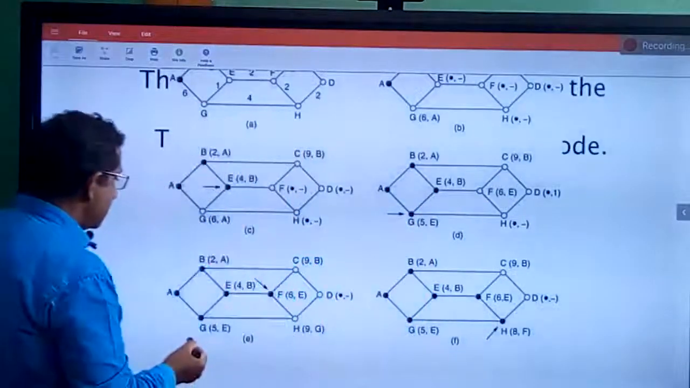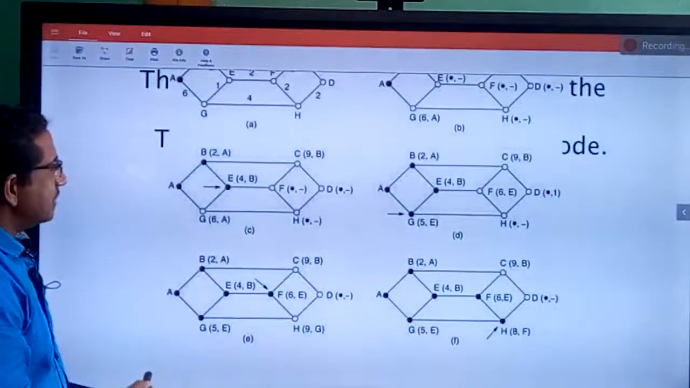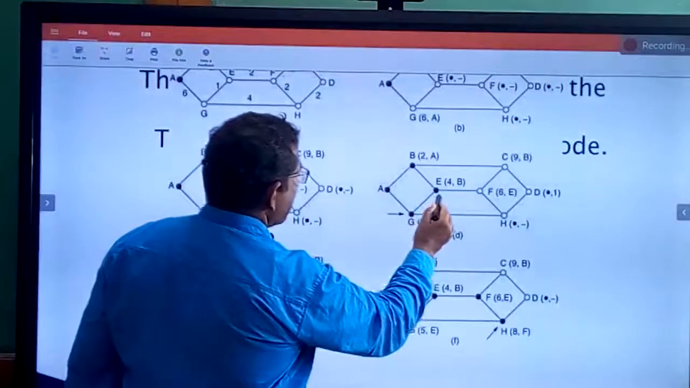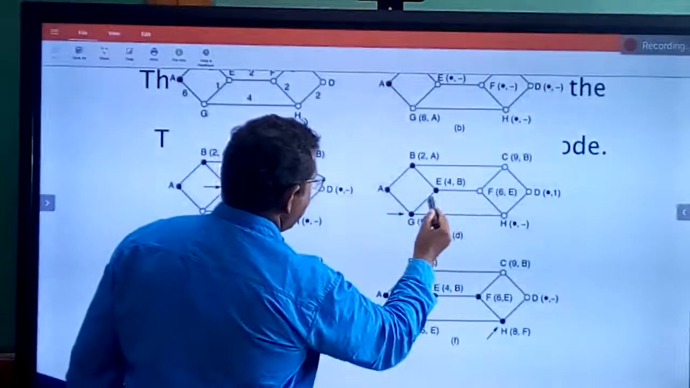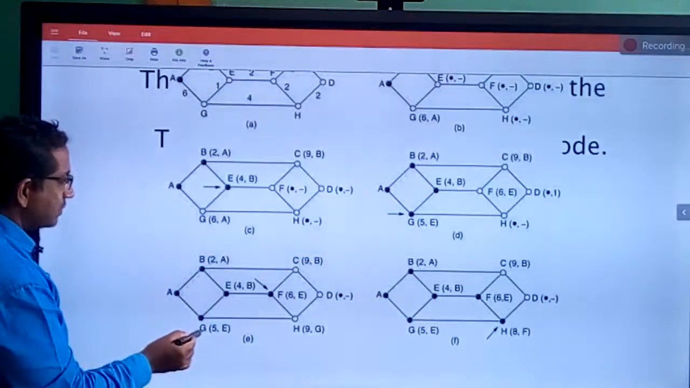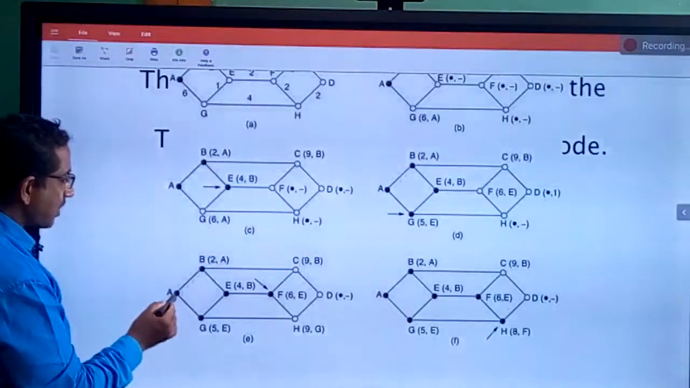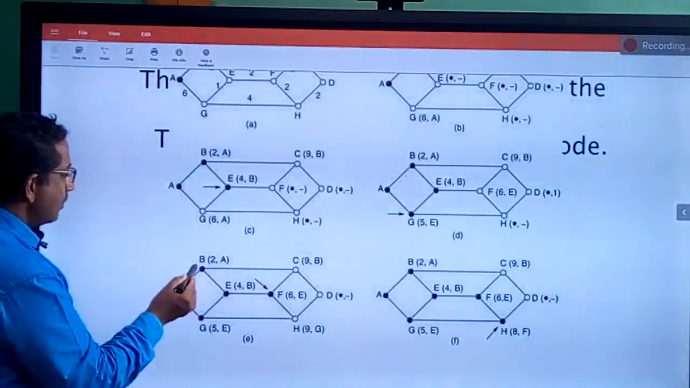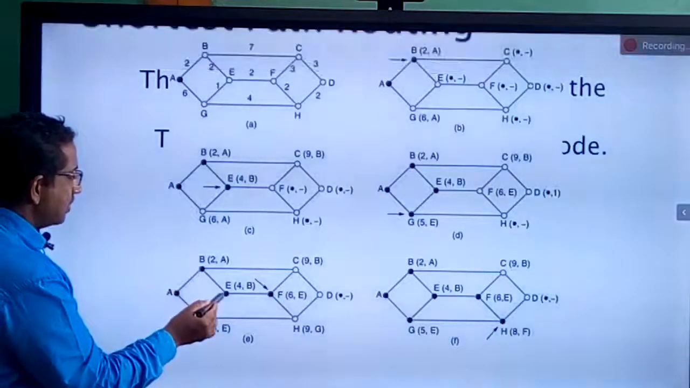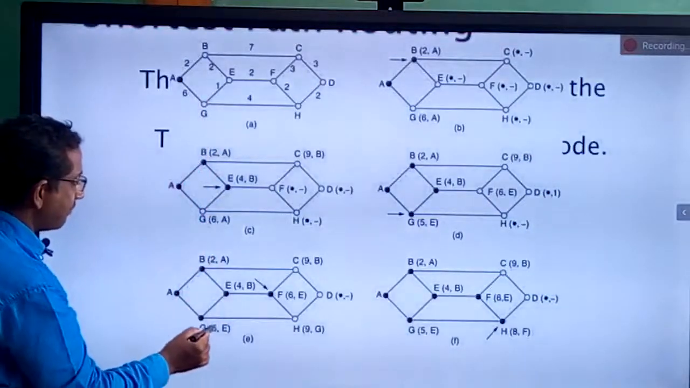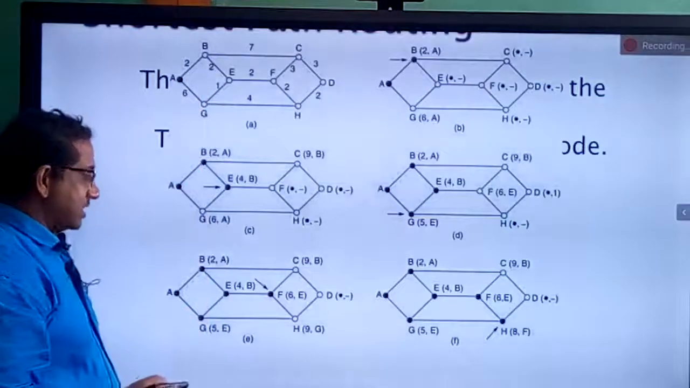Now if G is going to be the working node, so that means from E, already E is a working node, we have come over here. After E, it will be going to F and G. If G is the working node, what is going to be the value for G? What is the route it has taken to come to router G? A to B is 2, B to E is 2, and then it is 1, that is 5. So G of 5 comma E is the route it has taken.